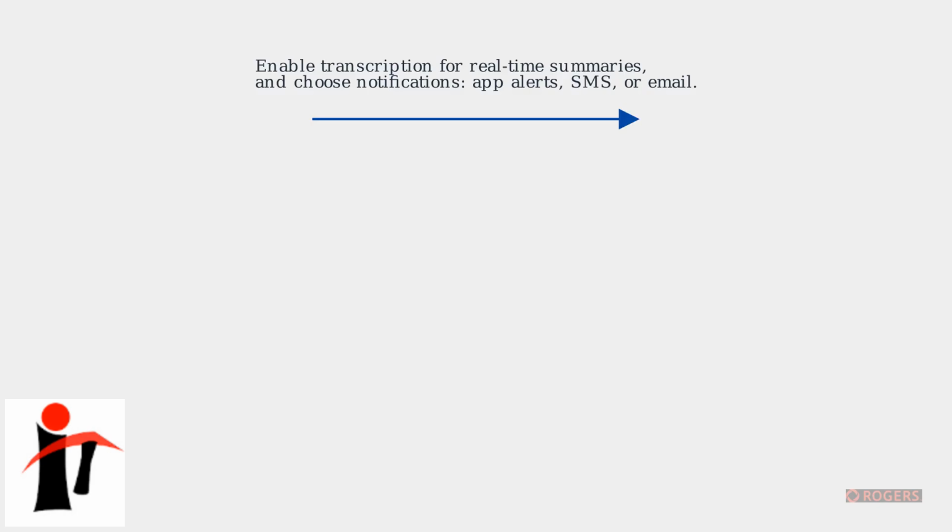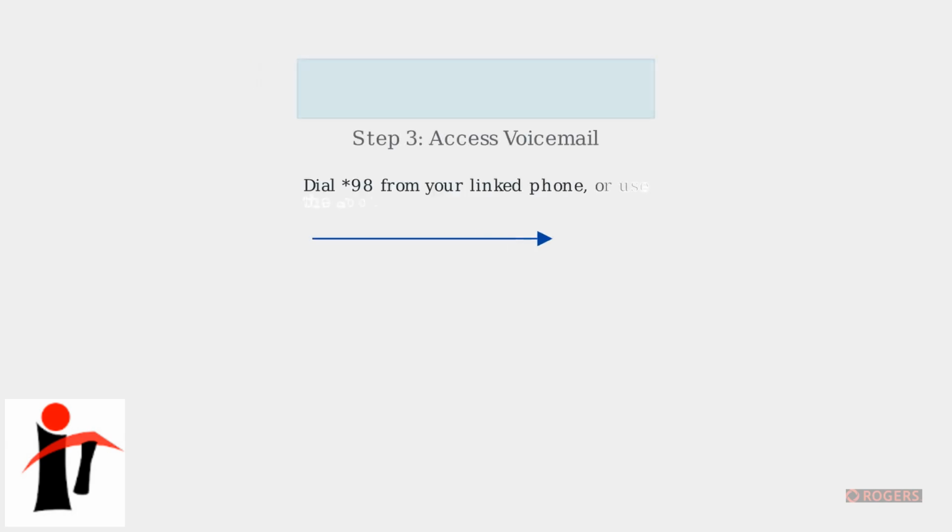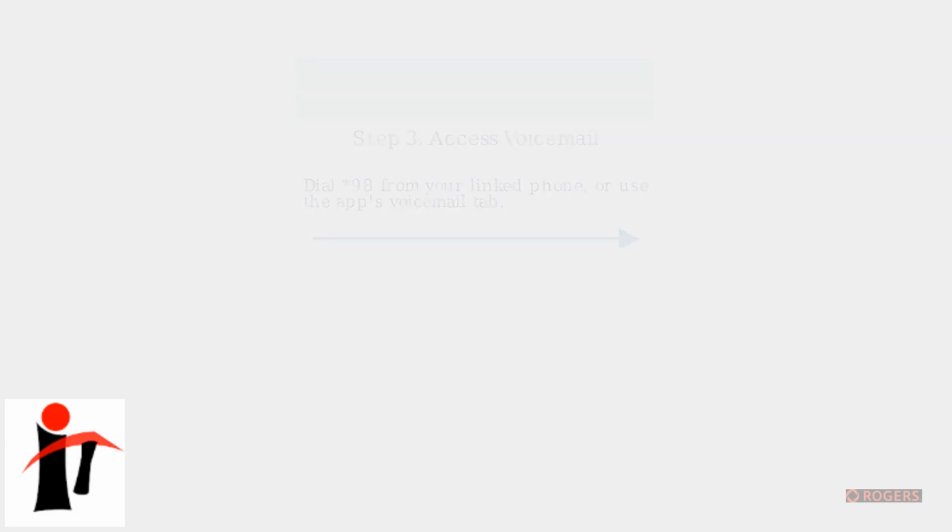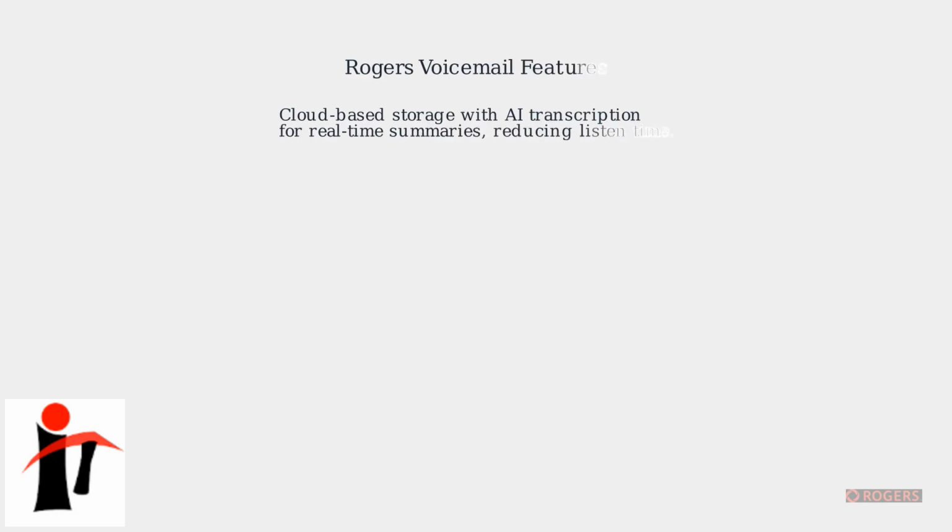or email. To access voicemail traditionally, dial 98 from your linked phone or use the app's voicemail tab. Rogers Voicemail is cloud-based, storing messages, with AI transcription summarizing messages in real time, reducing listen time.